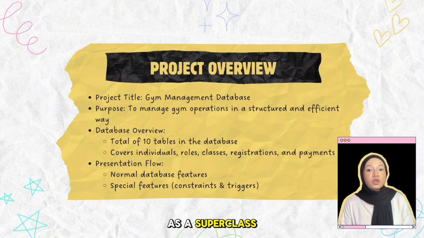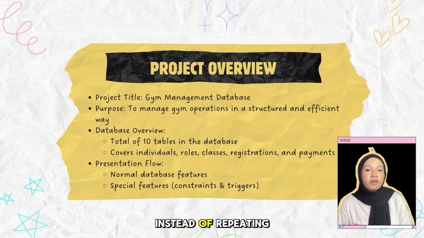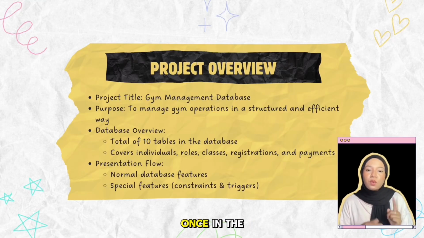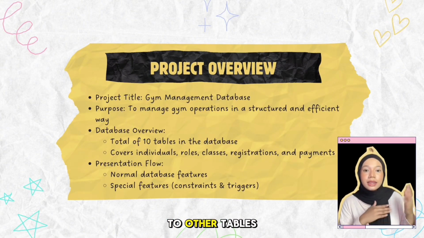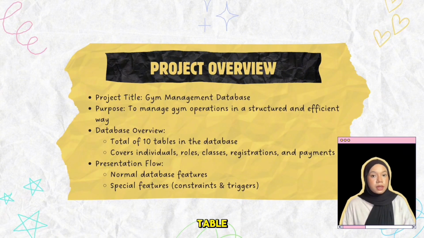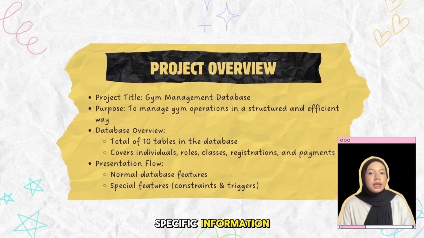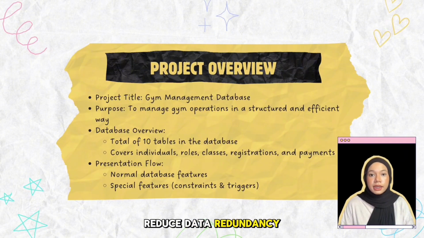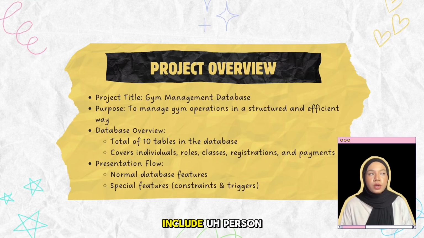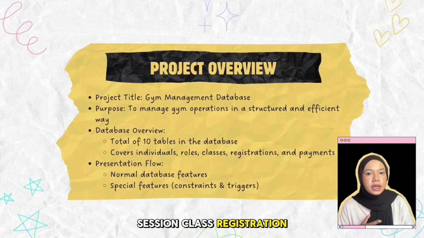We use person as a superclass because every individual in the system shares the same basic information. Instead of repeating the same personal data in different tables, we store it once in the person table and link it to other tables using the same person ID as the primary key. From the person table, we create related entities such as member and staff, which store role-specific information. This approach helps reduce data redundancy and keeps the database structure clean and efficient. The main entities in our database include person, member, staff, trainer, admin, session, class registration, and also payment.